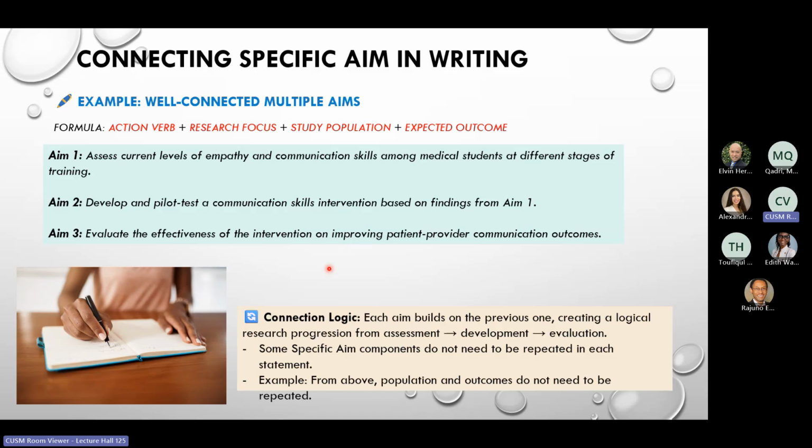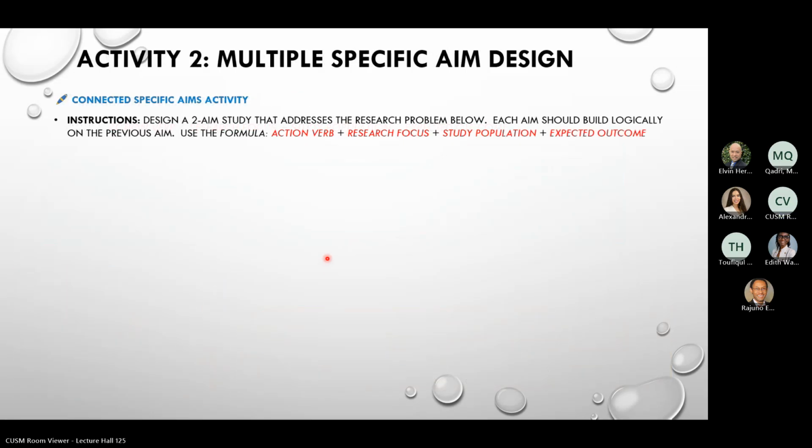Isn't that beautiful? Beautiful. Here's our second activity for the day.